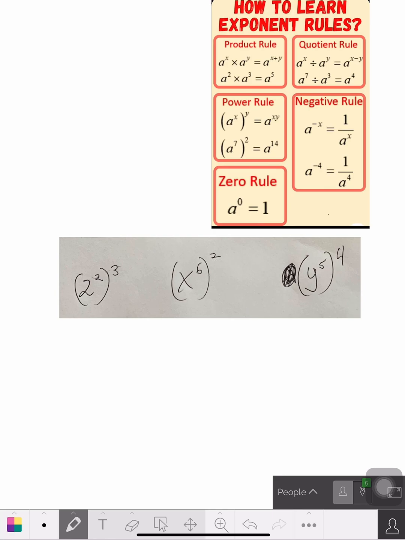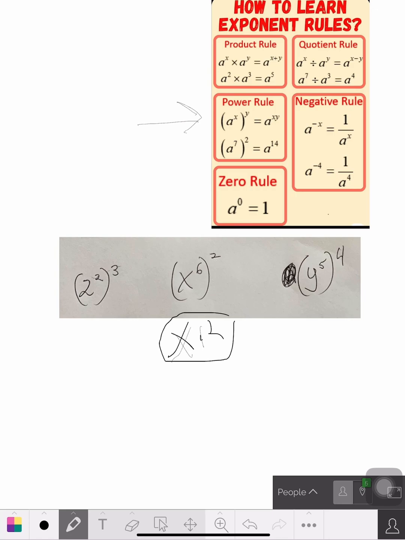Now, above, what rule looks like these problems you got? I'd say it's the power rule right here. But let's do the middle one first, because that doesn't deal with a constant in front of it. So we got x to the 6th raised to the second power. If you look above, it says you multiply them. So it's x to the 12th. That's the whole answer, just like that.